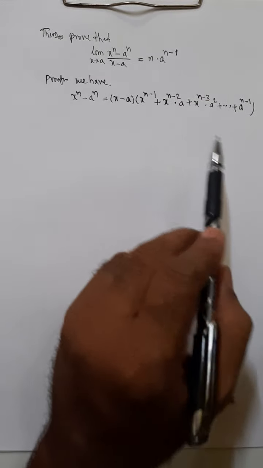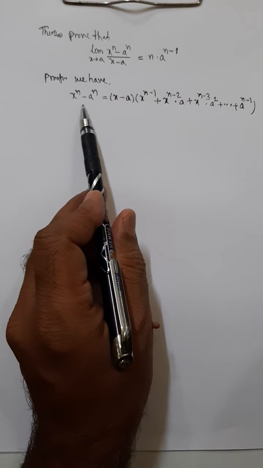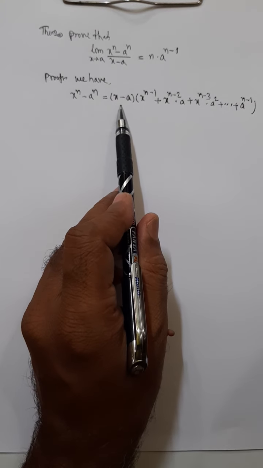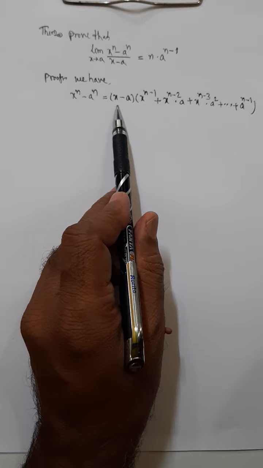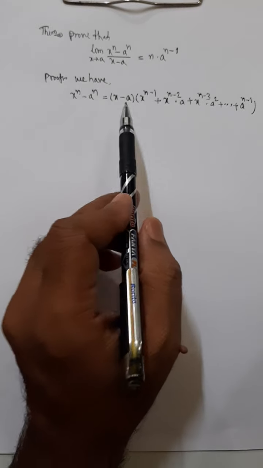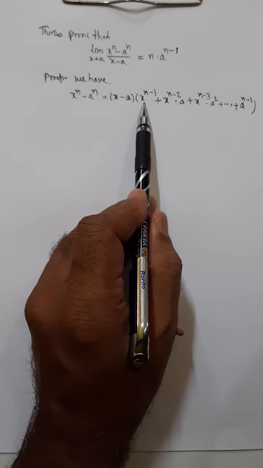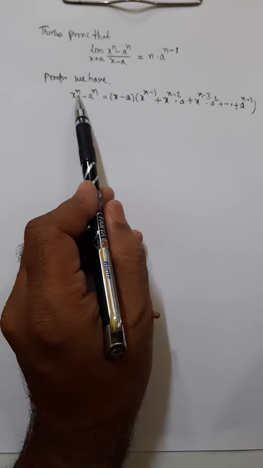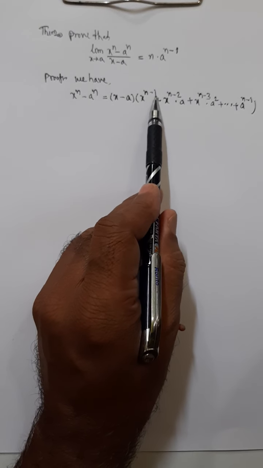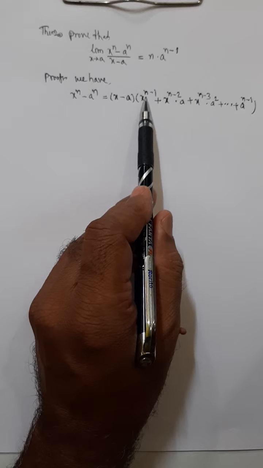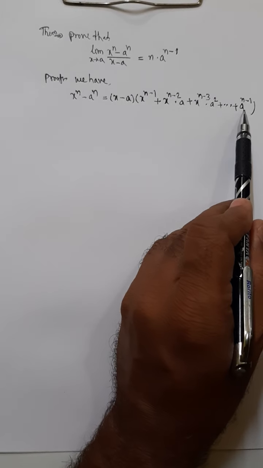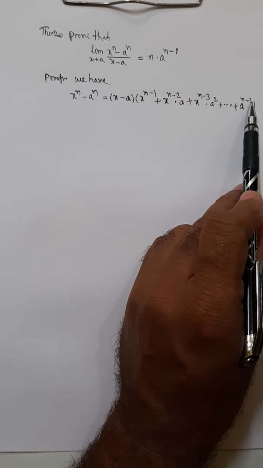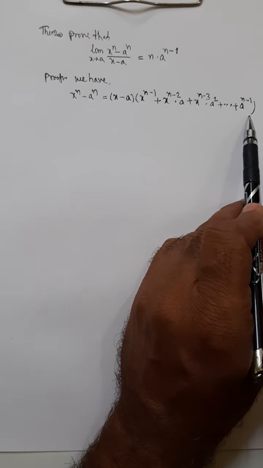So here how to write expansion, that is important. X to the power n minus a to the power n is equal to first bracket x minus a, and how to write second bracket? Just take power of x less by 1 here. Here power is n, so less by 1 means x to the power n minus 1. Note that first term is x to the power n minus 1 and last term also a to the power n minus 1. Index must be same of first and last term.